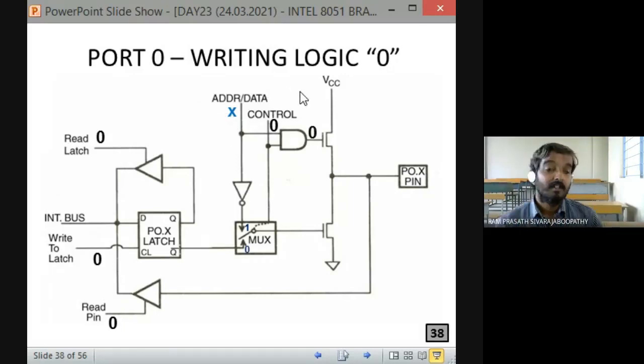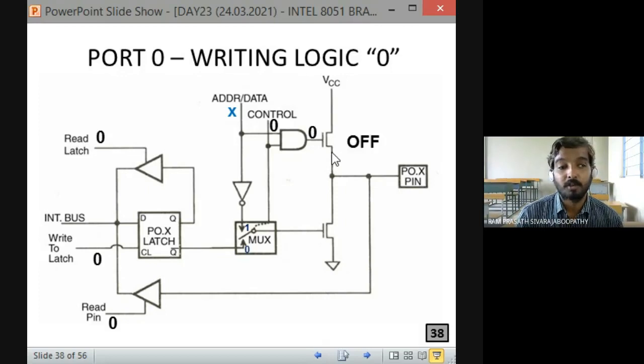Fine. So now we are getting 0, the output of the AND gate is 0. Then what about the upper FET? What will happen to the upper transistor? On state or off state? Once the control input is 0, the output of this AND gate is 0, irrespective of the other input. So automatically the upper FET will go into off state. That means it becomes open circuit.